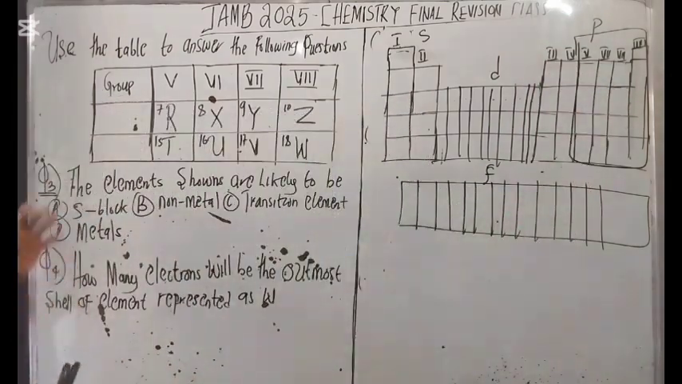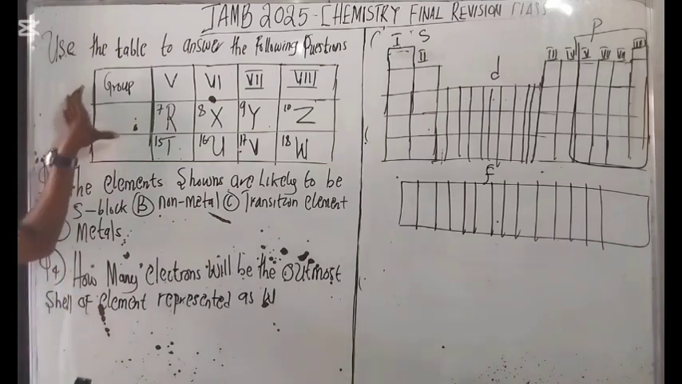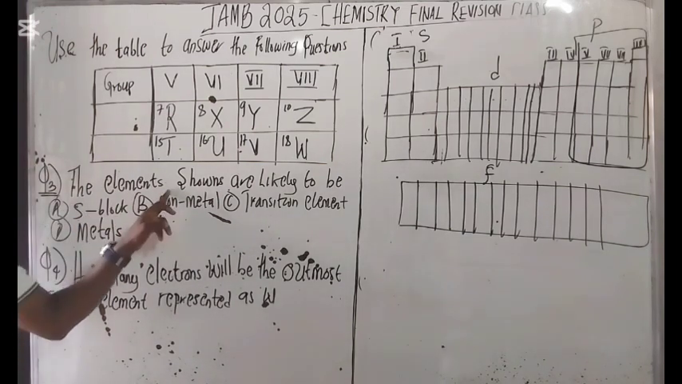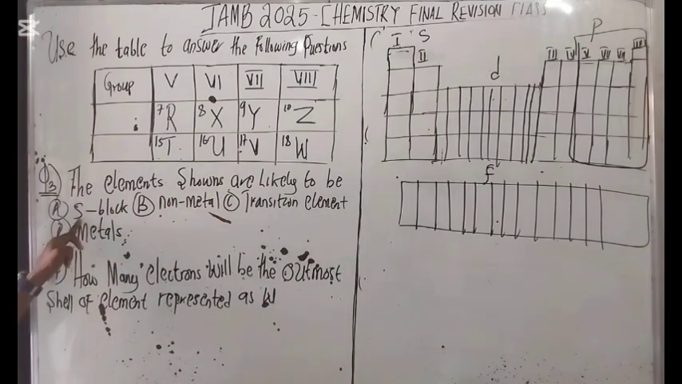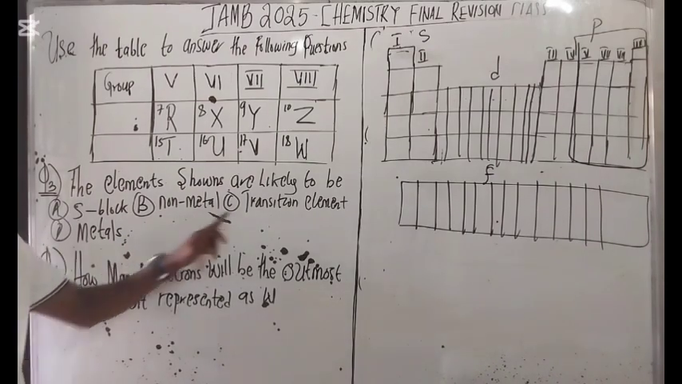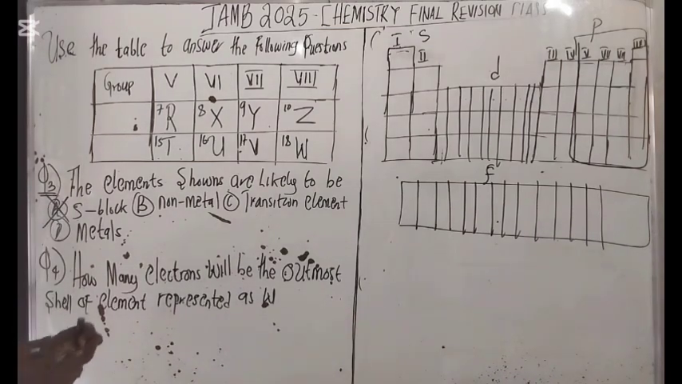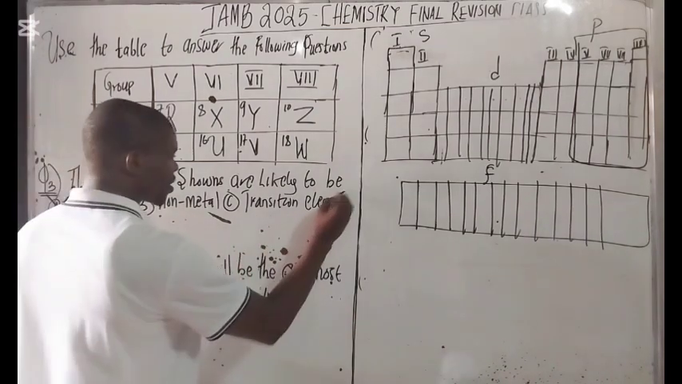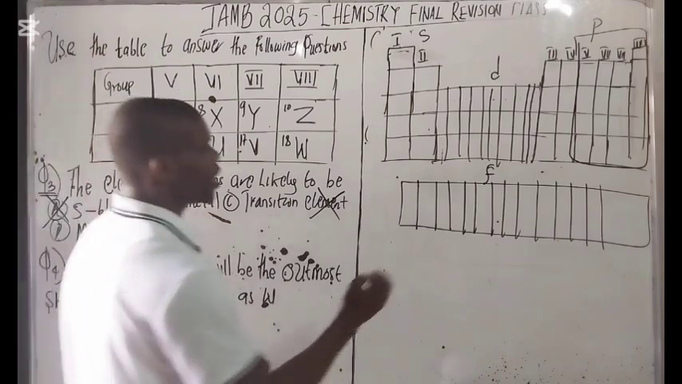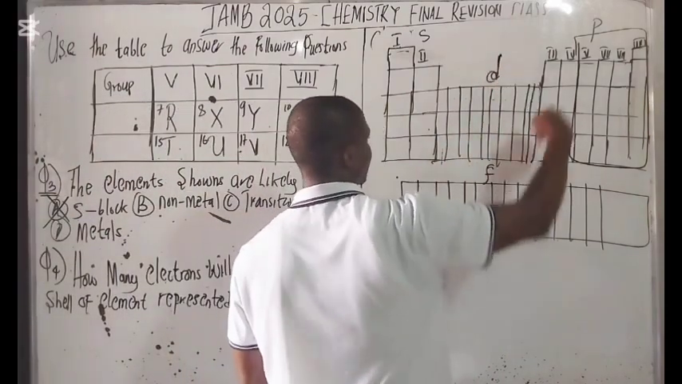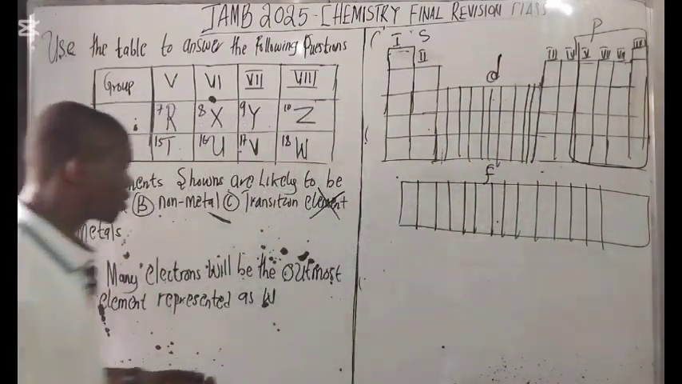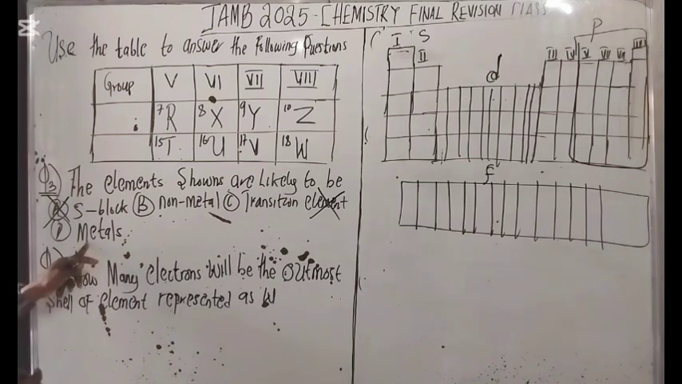Let's look at the first question here. The elements shown are likely to be S block, non-metals, transition elements, or metals, right? It's not S block. It's not a transition element, because the transition elements are these ones here. The D block are transition metals. Do you understand? Now metal, no, it's not metal.